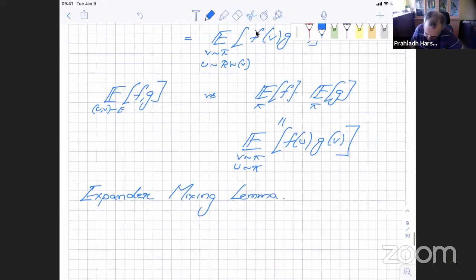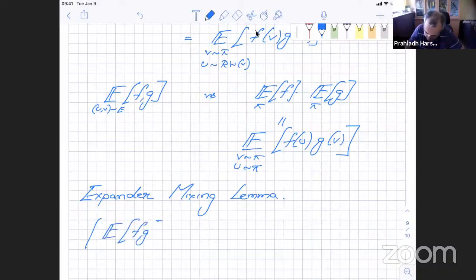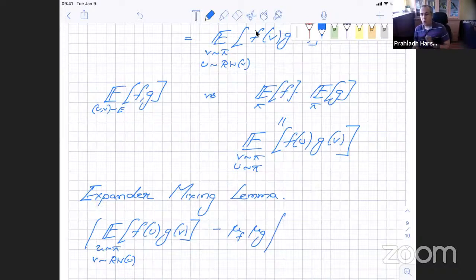Statement which just says this first expectation, which I call expectation FG. Let's write it carefully: the expectation of F(U) G(V), with U coming from pi and V coming from the random walk starting at U, minus mu F times mu G. How much do these two quantities differ from each other? This is at most omega times sigma F times sigma G, where omega is once again the max of omega 2 and minus omega m.